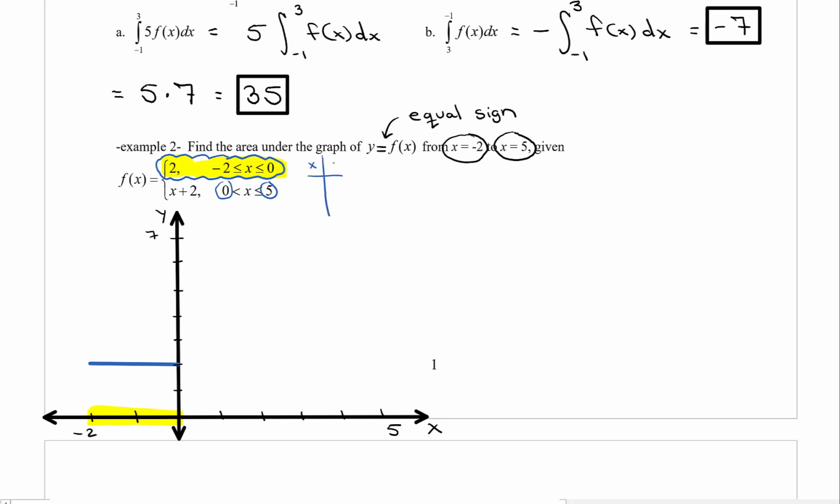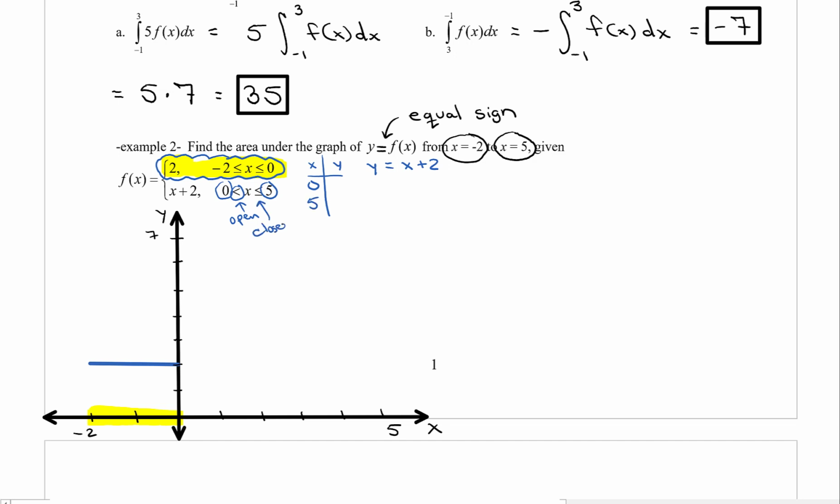For the 0, I notice here x is greater than 0. Strictly greater than means it's an open circle, so I'm just going to remember to keep that in mind as I'm drawing my picture here for my graph. And then I also notice here for the 5, it says x is less than or equal to 5, so I notice that's going to be a closed circle on my graph. So let's go ahead and substitute these values.